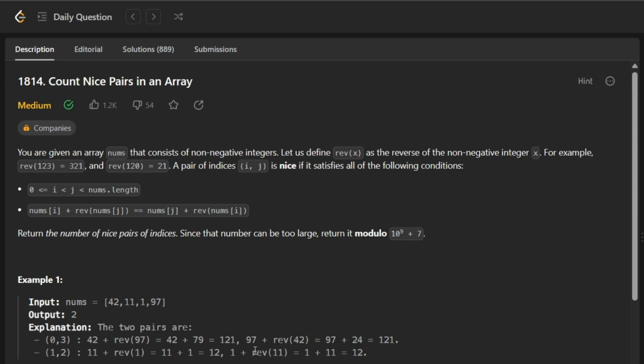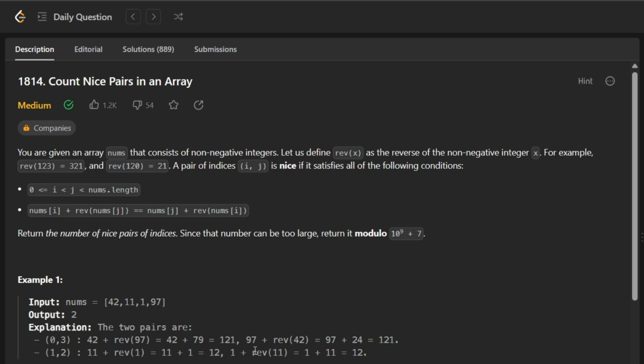Hello everyone, let's start with today's LeetCode question, which is 1814, Count Nice Pairs in an Array. The question says you are given an array nums that consists of non-negative integers. Let us define rev(x) as the reverse of a non-negative integer x. For example, rev(123) is equal to 321 and rev(120) is equal to 21.